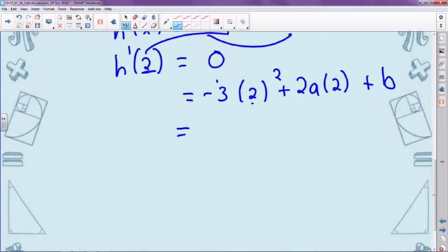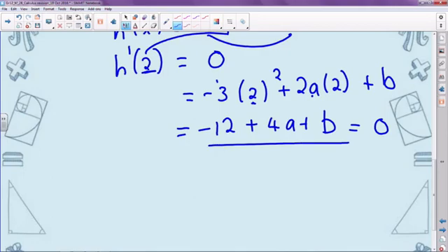So 2 squared is 4. 4 times negative 3 is negative 12. Plus 2a times 2 is 4a plus b. And what do we know that this is equal to? We know that this is equal to 0, which is great because I've now got one of my equations that I'm going to use. So I'm going to rewrite it: 4a plus b minus 12 equals 0. I'm going to call that equation 1.